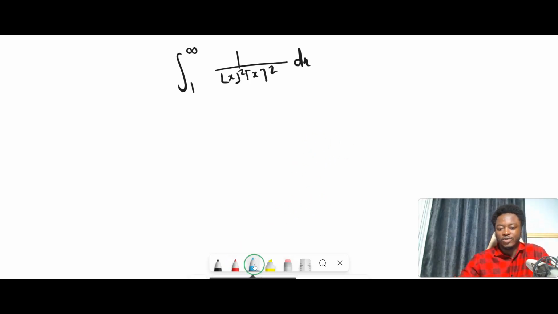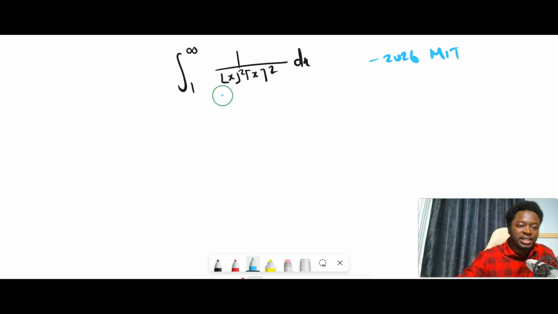Today in this video we're going to look at the integral from 1 to infinity of 1 over the floor of x squared times the ceiling of x squared, and this is from the 2026 MIT Integration B exam. Now, first of all, the key to solving this problem is to understand the roles that these functions play.